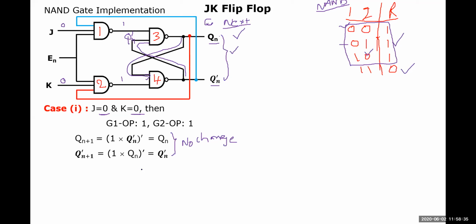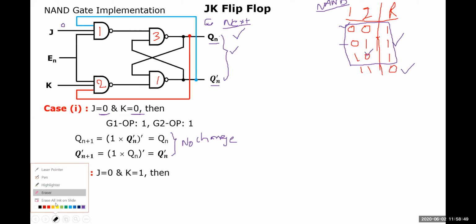Followed by case number 2. Case 2 will be j equal to 0 and, with a small change, k equal to 1 here. By taking this particular situation, let us examine what exactly happens in both gates. Here j equals 0, so without looking at the remaining inputs, because already one input is 0, the output must be equal to 1. It is known from the actual NAND gate operation.